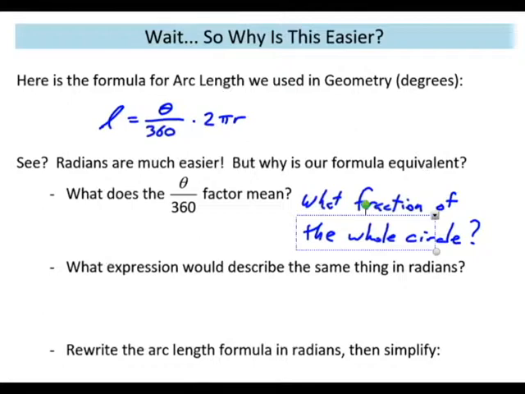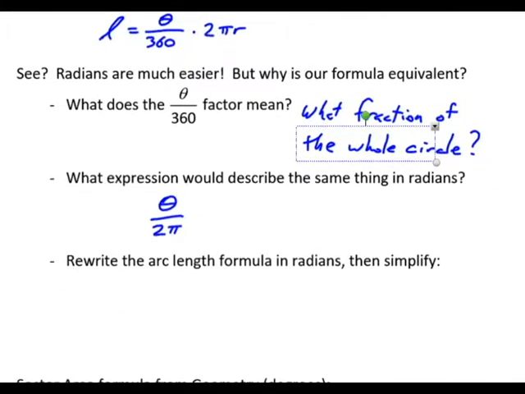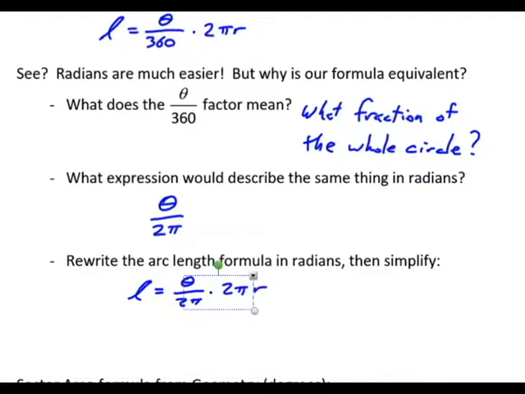To describe this in radians, well, remember that a full revolution is 2 pi. So this fraction would tell us how much of the circle we're using in radians. So I'm going to take that geometry formula and rewrite it in radians. And look what happens. Like magic, the 2 pi's cancel. And we're left with exactly theta r.